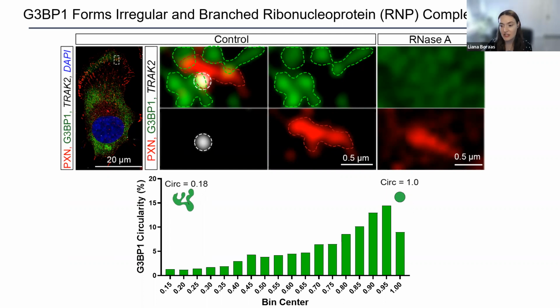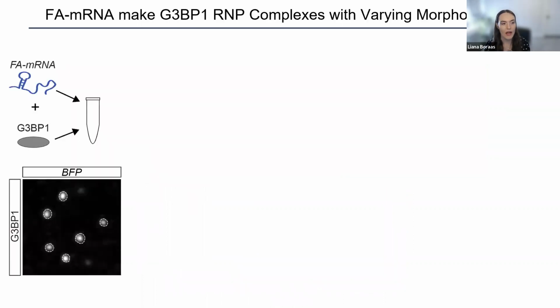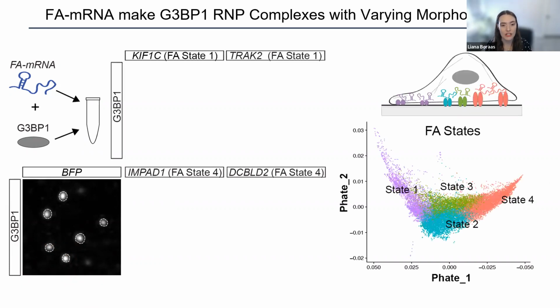To further understand these RNP complexes, we turned to an in vitro or an in the tube assay, where we take our focal adhesion RNA and we simply mix it together with G3BP1 protein. Our RNAs here are fluorescently labeled, so then we can image them on the confocal. And for all the control RNAs I tested, whole cell lysates, BFP, we see the traditional spherical granules form where G3BP1 is organizing in these spheres. We tested 4 of our focal adhesion RNAs, selecting 2 from state 1 and 2 from state 4, as we were still interested in trying to understand what these different RNAs might be doing at these different focal adhesion states.